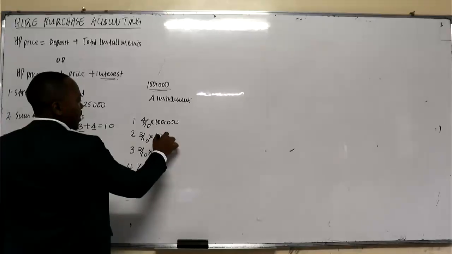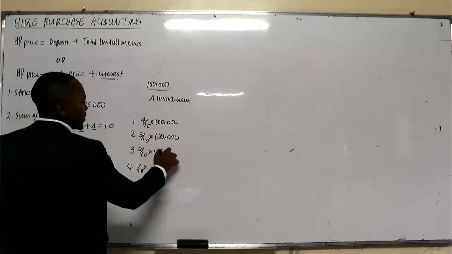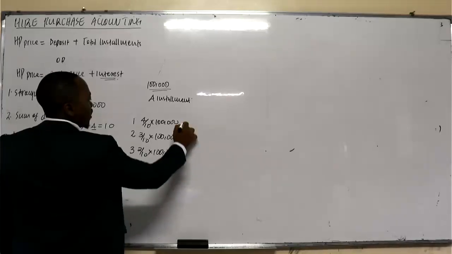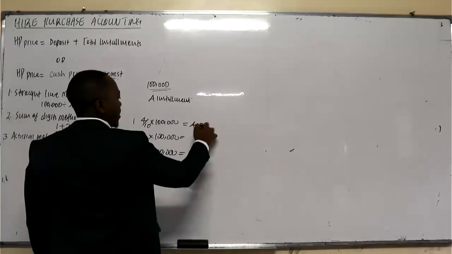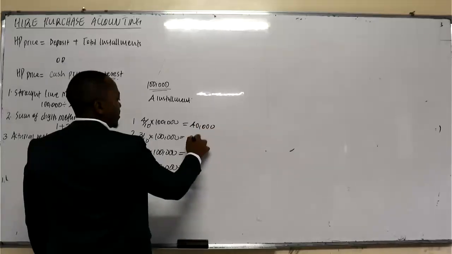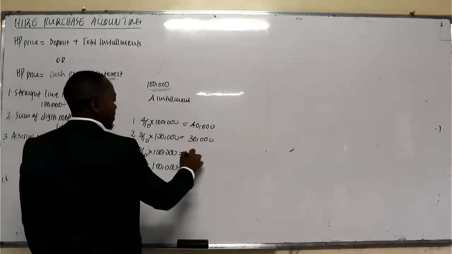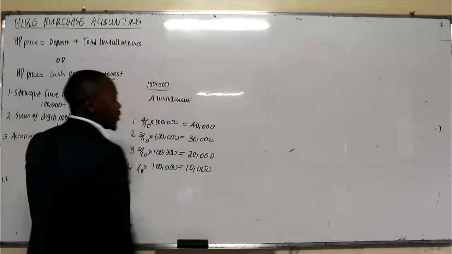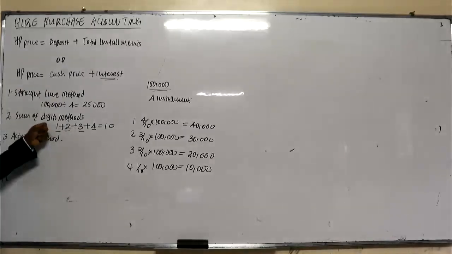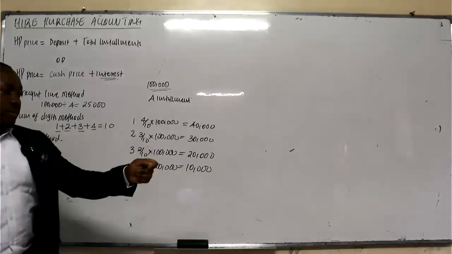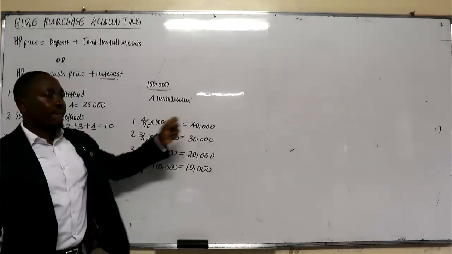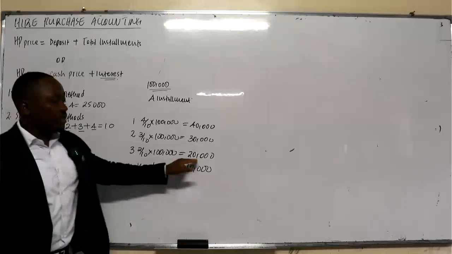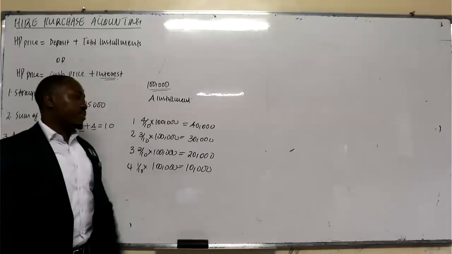And then we allocate that 100,000. So that's 40%, so it will be 40,000. 30%, so that is 30,000, 20%, 20,000, 10,000. So that means if you allocate the interest using the sum of digits method, when the customer pays the first installment, you recognize an interest income of 40,000. Second installment, you recognize an income of 30,000. Third installment, 20,000. The last installment, you recognize 10,000.